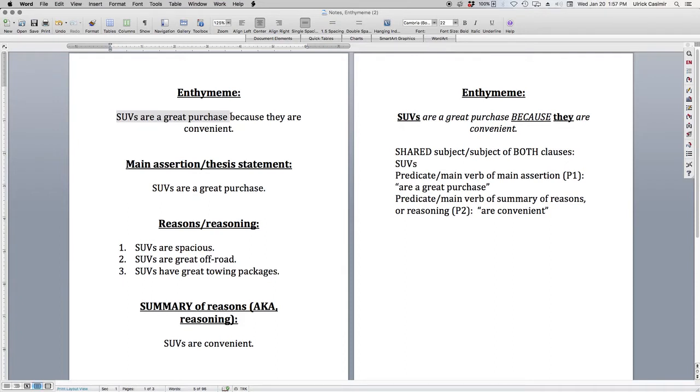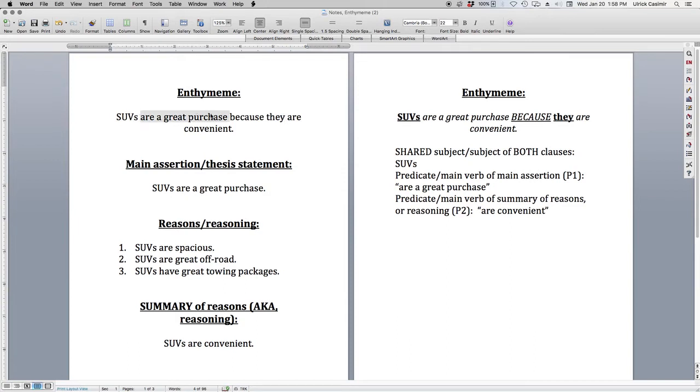So this is the thesis statement. Why are SUVs a great purchase? Because, right, they, meaning SUVs, refers back to SUVs. SUVs and they are the same thing. Because they are convenient. So you have a shared subject here, SUVs here, and SUVs here. Sorry about that. You have two different predicates. You have SUVs are a great purchase.